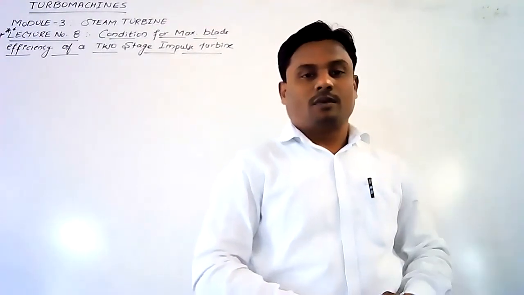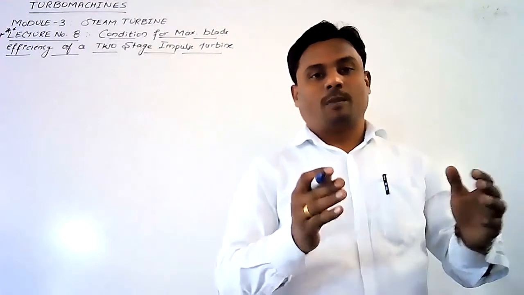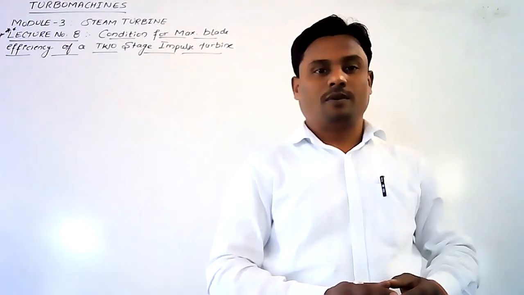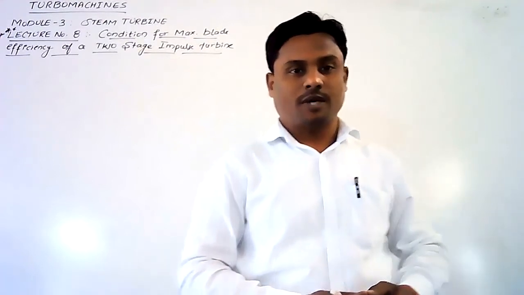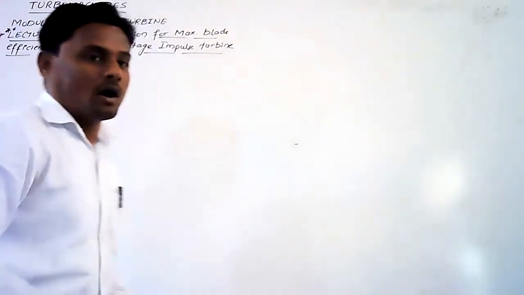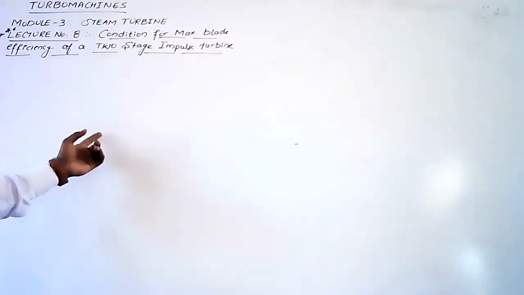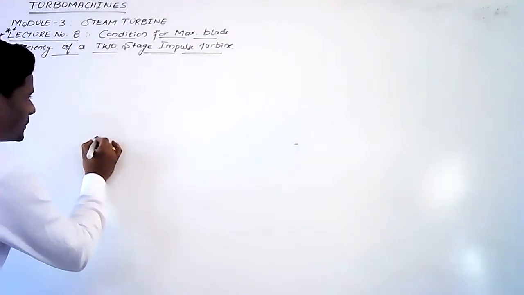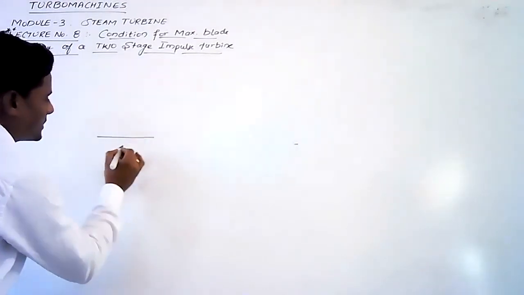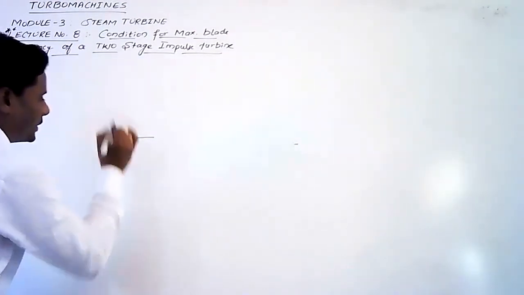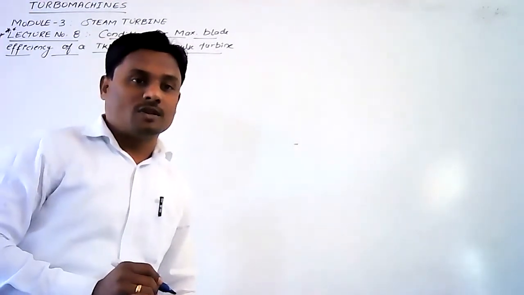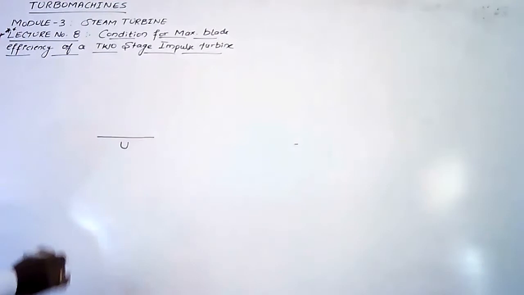At the beginning, we will see how to draw the combined velocity triangle for the two-stage impulse turbine, and after that we'll proceed to the derivation. So let's focus on how to draw the combined velocity triangle for the two-stage impulse turbine. This is the common base U. U stands for the tangential velocity of the runner, or tangential velocity of the blade.